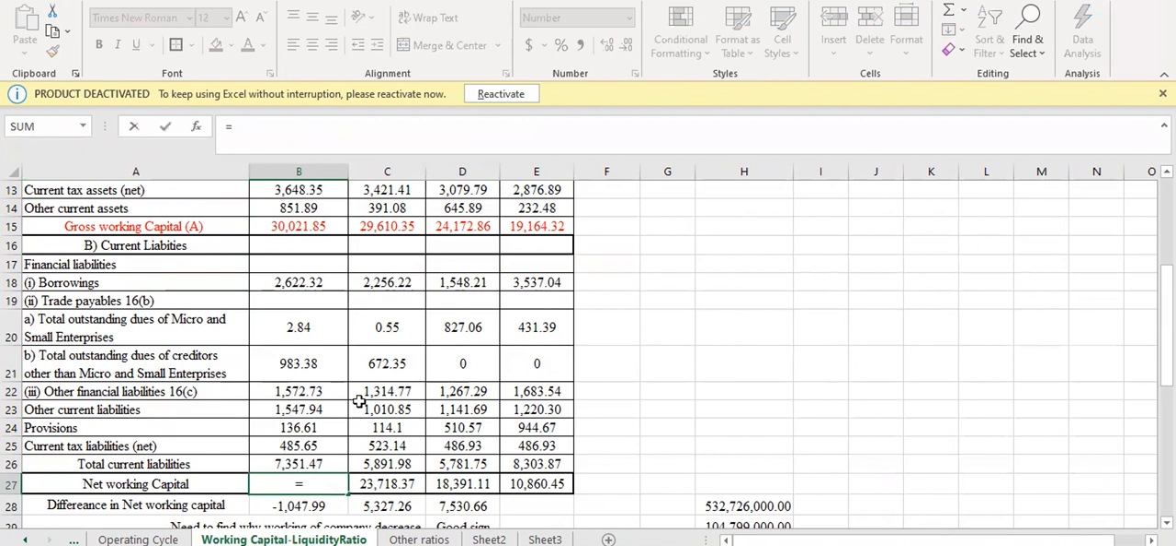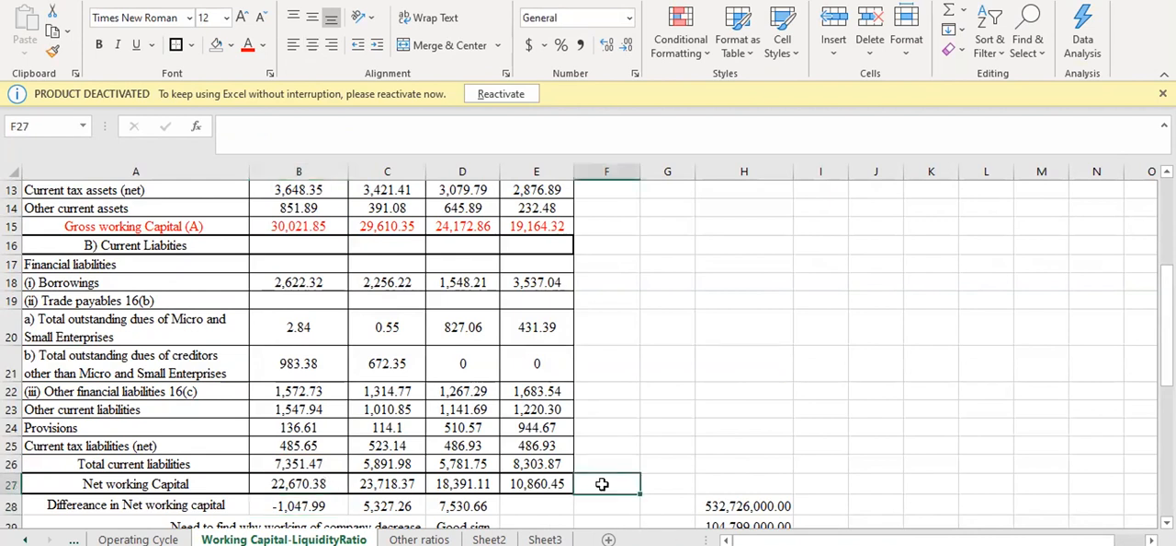The net working capital means what? Your gross working capital, from that you have to minus the total current liability. So this amount is showing your net working capital. Sometimes, as I told you in class, there is positive and negative working capital. So here you have to see whether you are having a positive or negative working capital. Here you will see for my Gloucester Limited company, net working capital is coming positive.